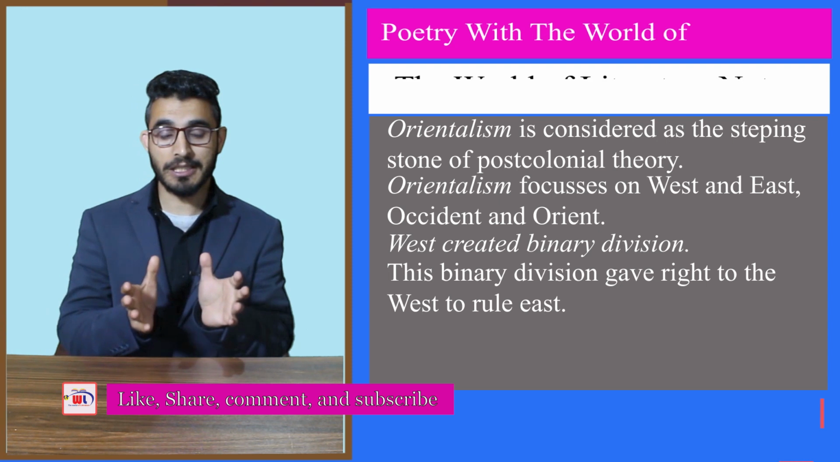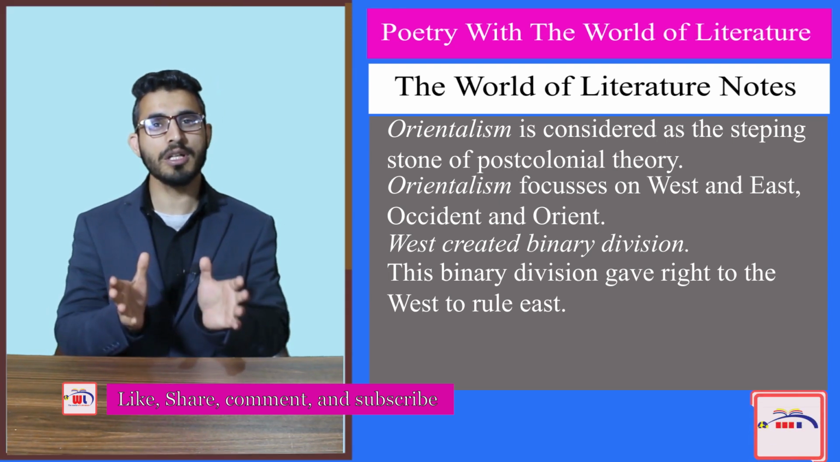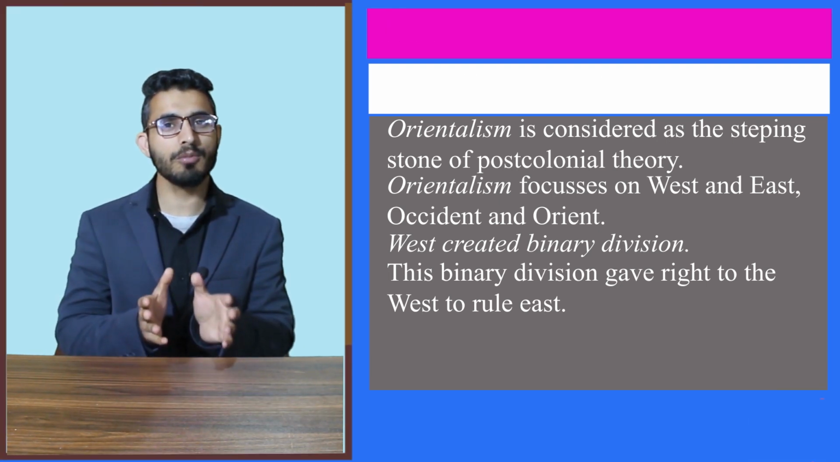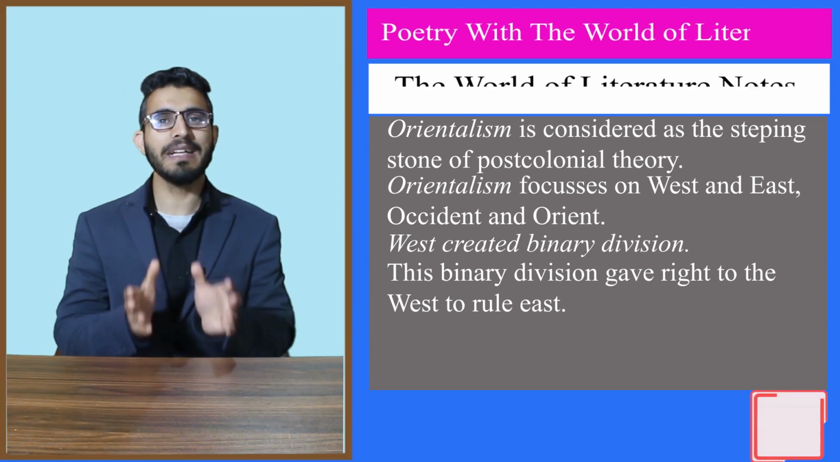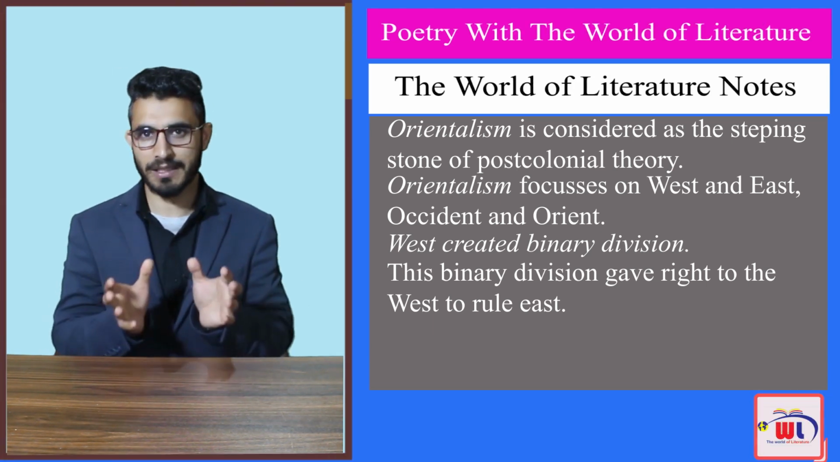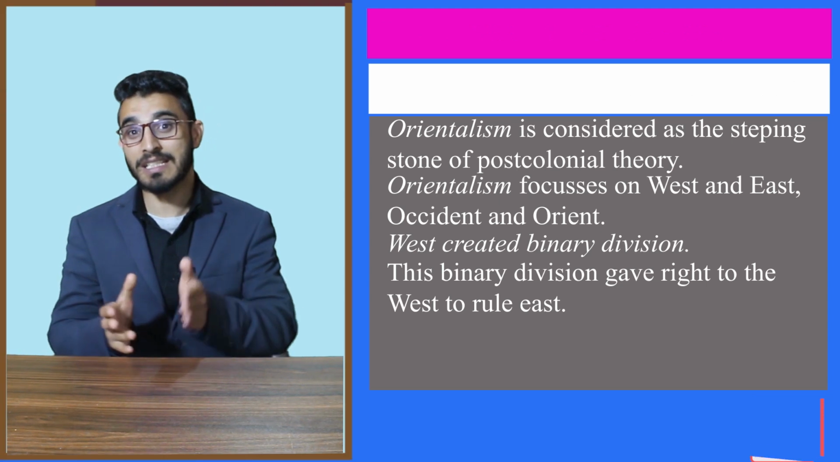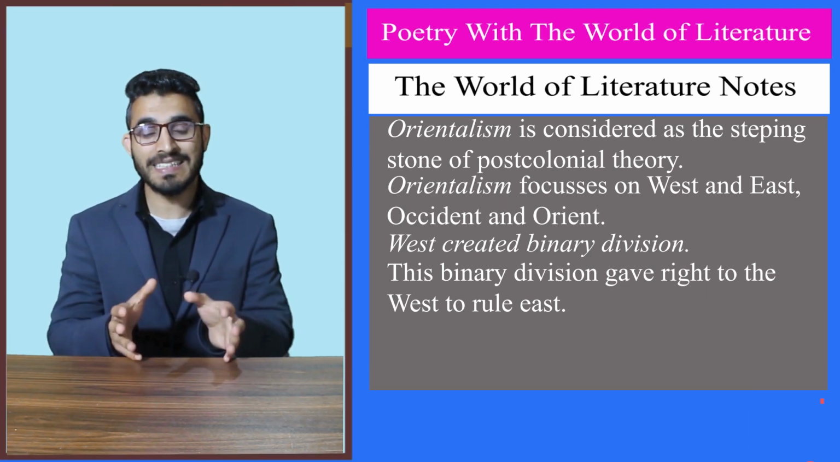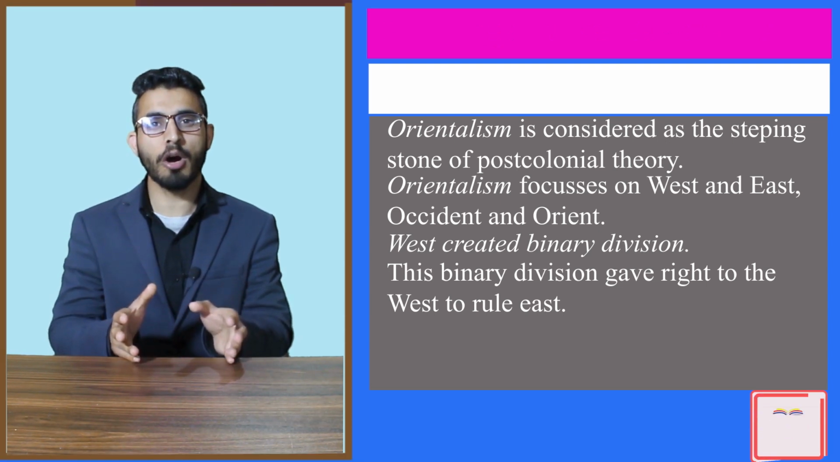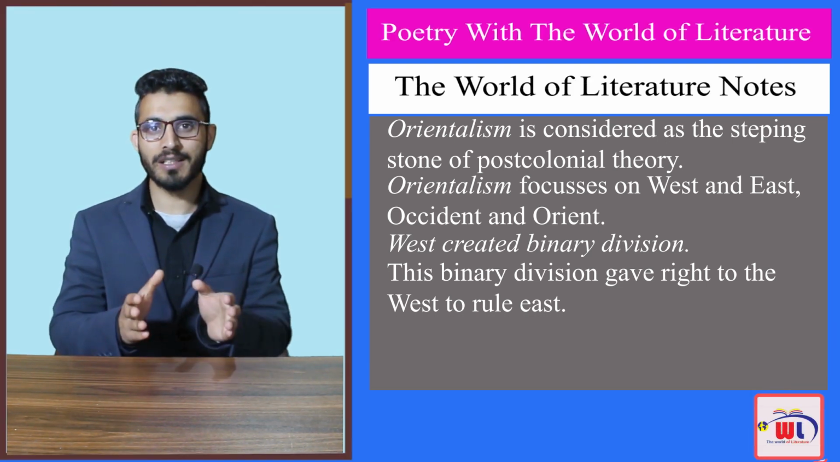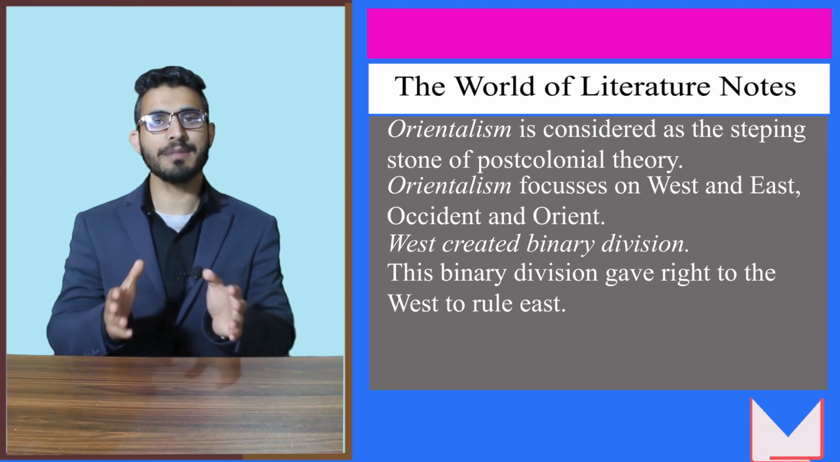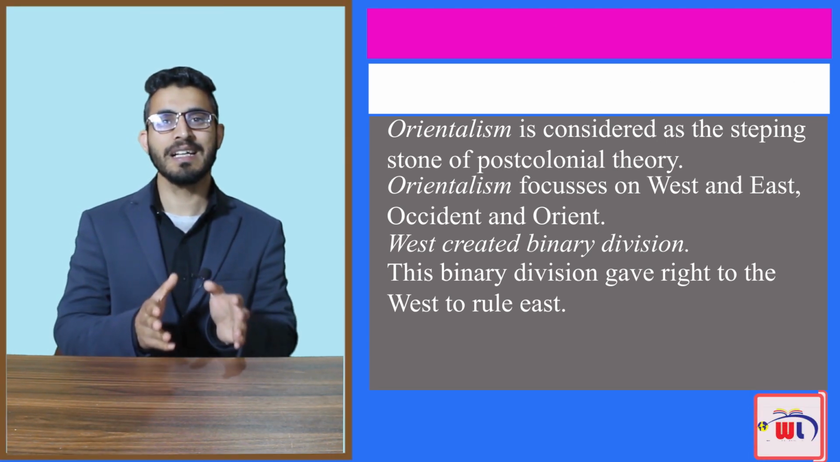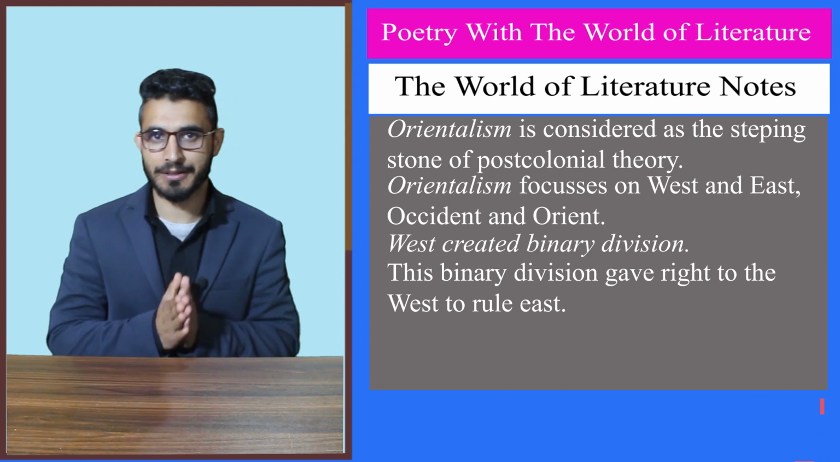So one of the important aspects Edward Said talks about in his book Orientalism is this binary division, which was created by the West during colonial times and continued in post-colonial times in order to maintain and establish its monopoly and its power, so that the ruling position of the West over the East never comes to an end.